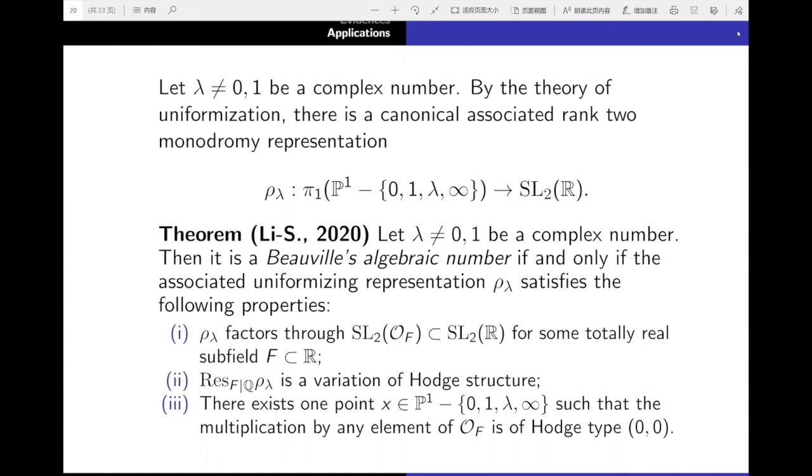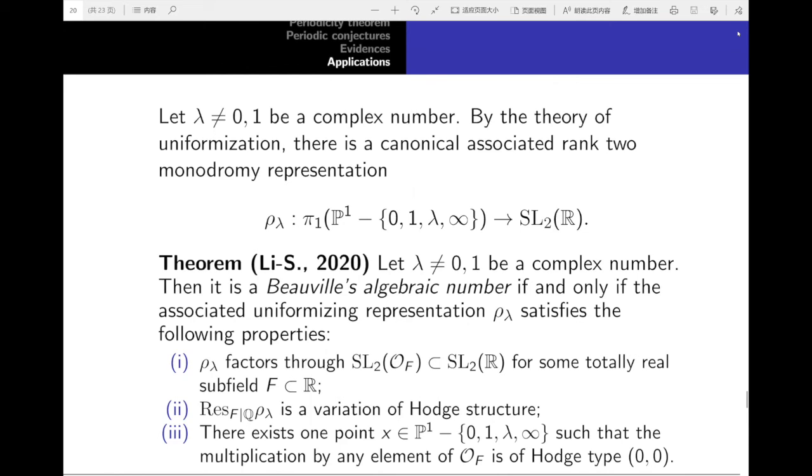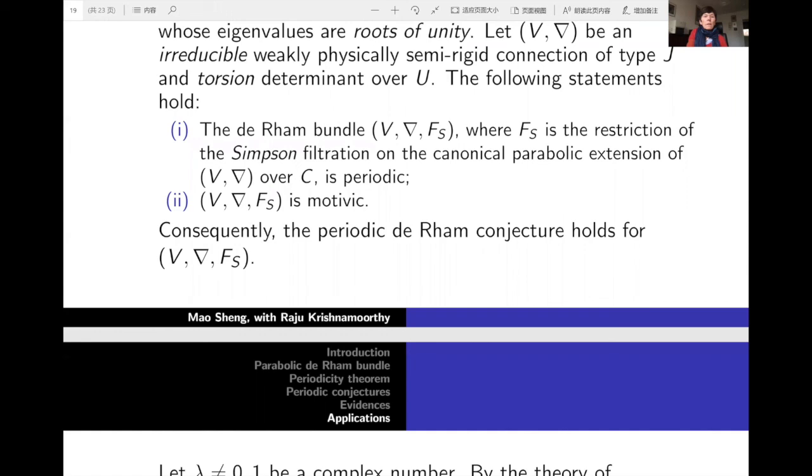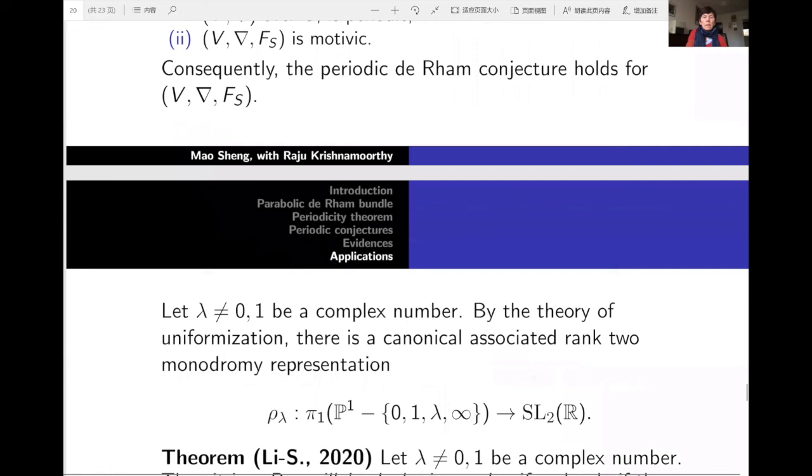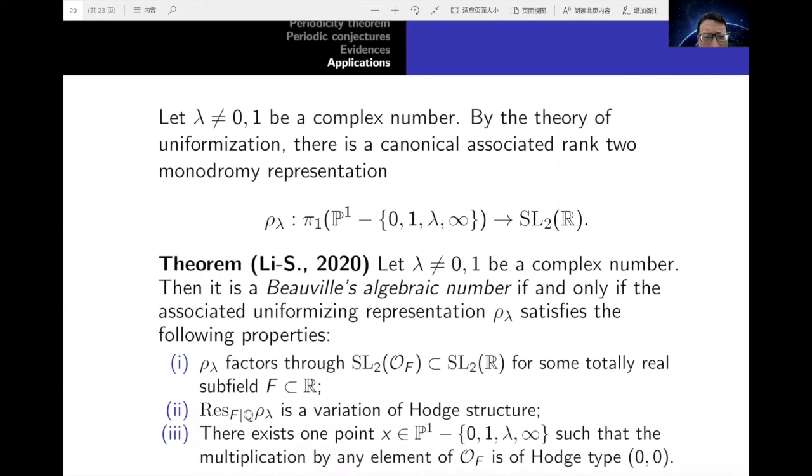Okay, so maybe it's here? Yes. You go down to your rank two representations here. Yeah, thank you. So the rank two representation, I take the rank two representation by the uniformization.